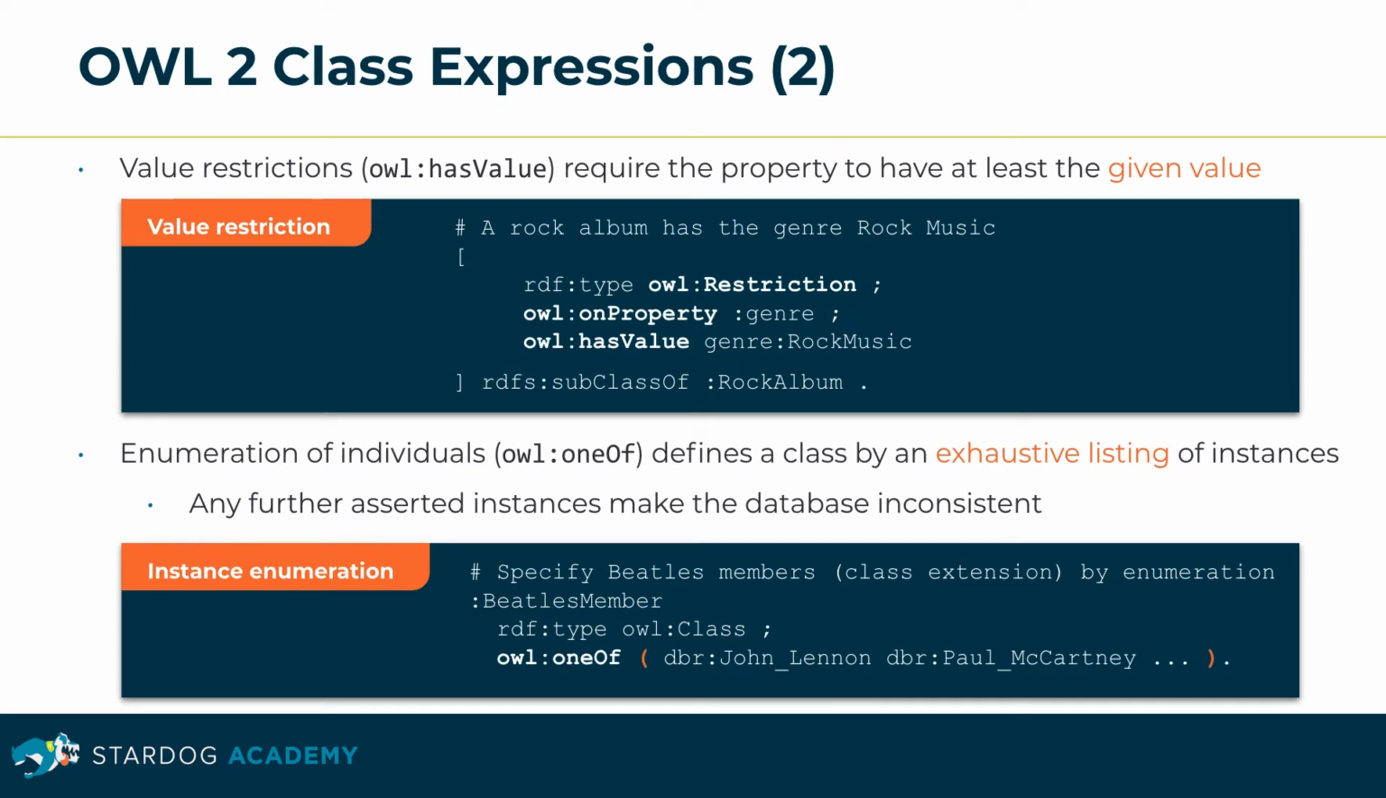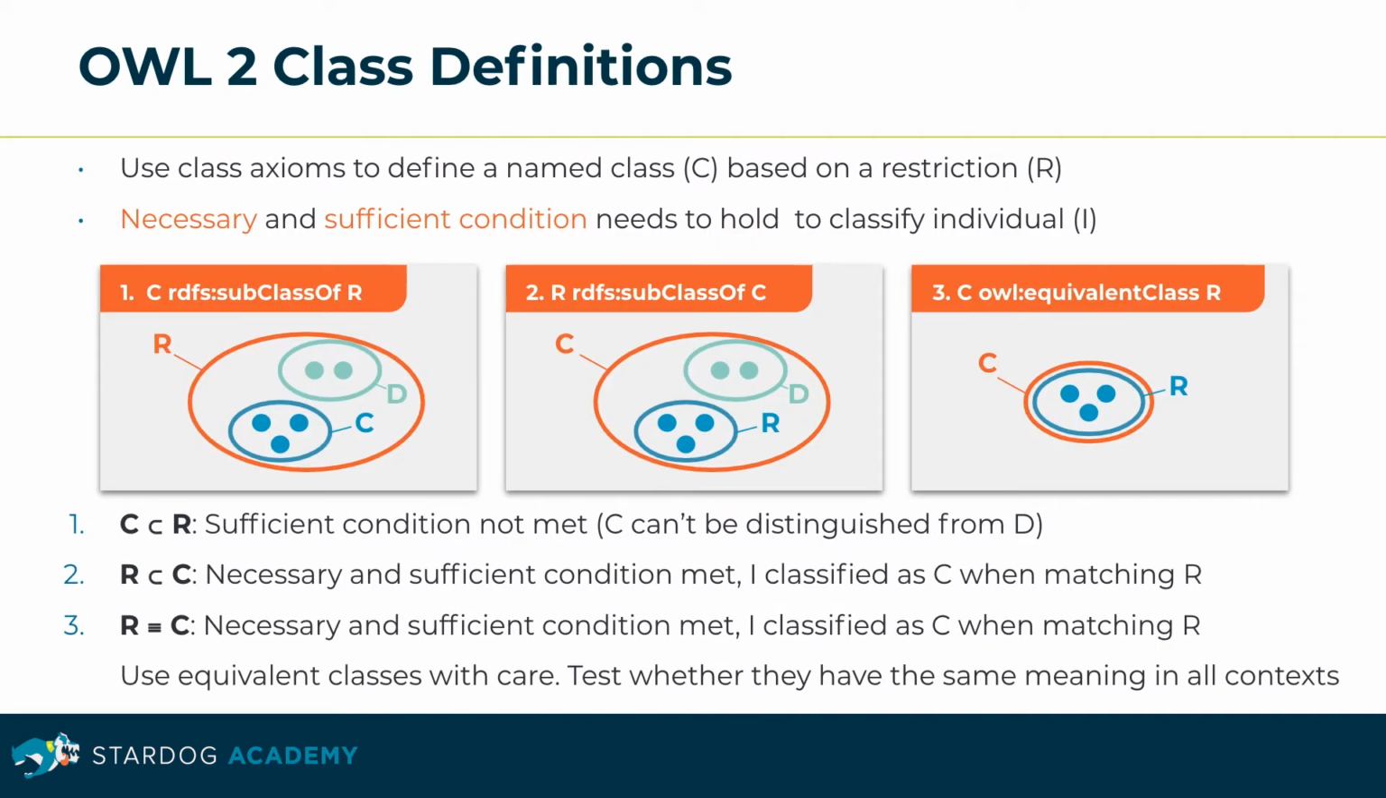Next to expressing classes via property restrictions, you may enumerate the class instances via a list referenced by the predicate owl:oneOf. This instance listing is assumed to be exhaustive. Any instances asserted further will make the database inconsistent. Class axioms introduced earlier may be used to define a named class based on class restrictions. The necessary and sufficient conditions need to hold for individuals in order to be classified as instances of this class.